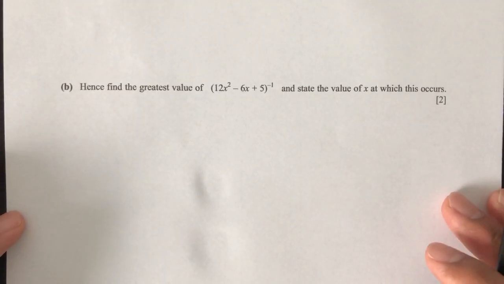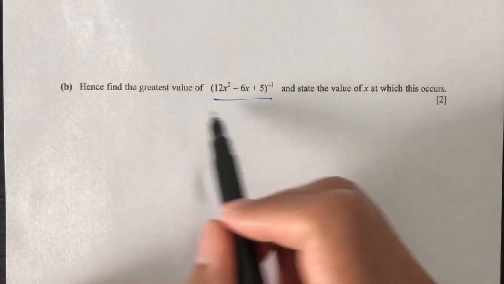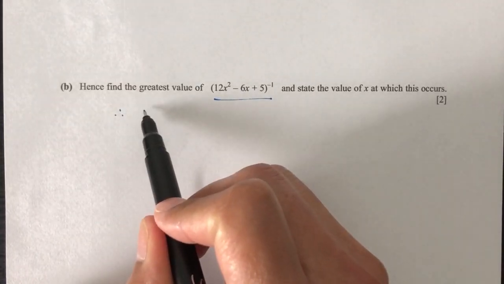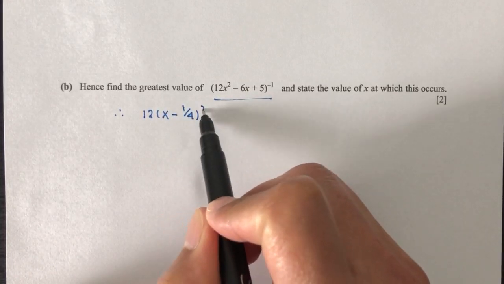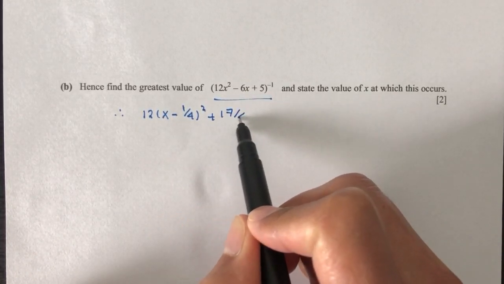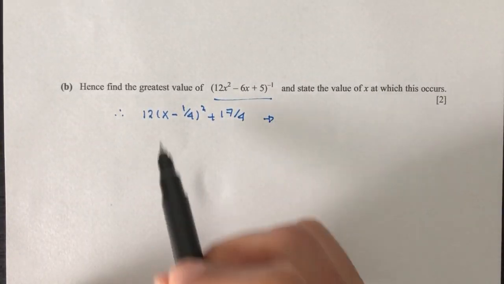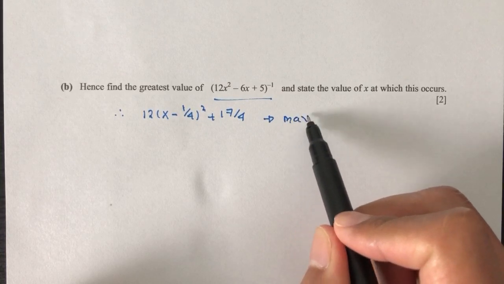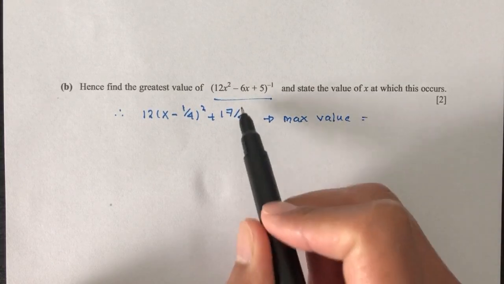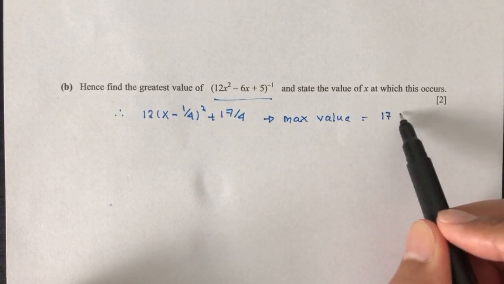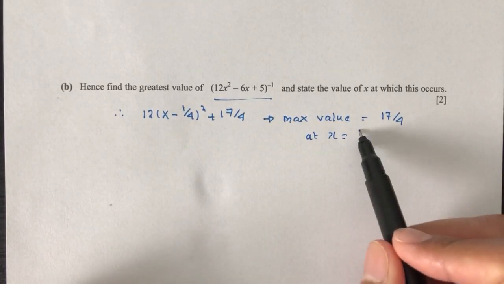Now moving on to part B. Hence find the greatest value of the inverse. Let's first write down this equation, 12 times x minus 1 over 4 squared plus 17 over 4. For this equation, what is the max value? The max value will be 17 over 4 at x equal to 1 over 4.